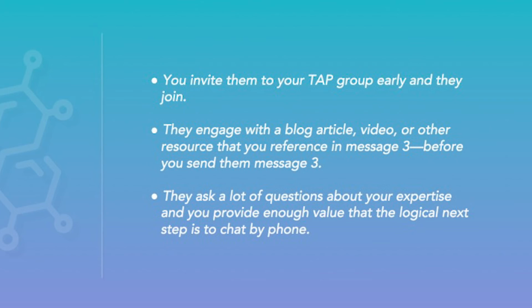Examples of some of these situations include: you invite them to your tap group early and they join. In this case, sending them the tap group discussion later might sound out of place. They engage with a blog, article, video, or other resource that you reference in message 3 before you send them message 3. Or maybe they ask a lot of questions about your expertise and you provide enough value that the logical next step is to chat by phone.